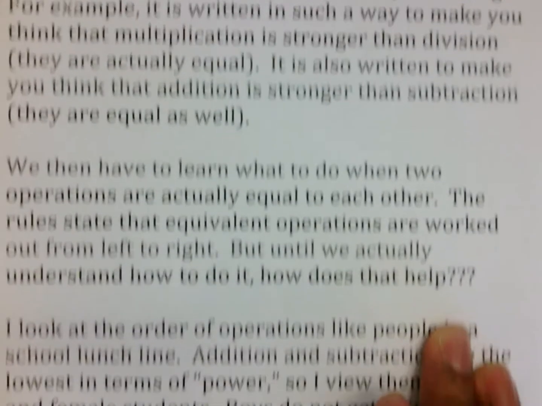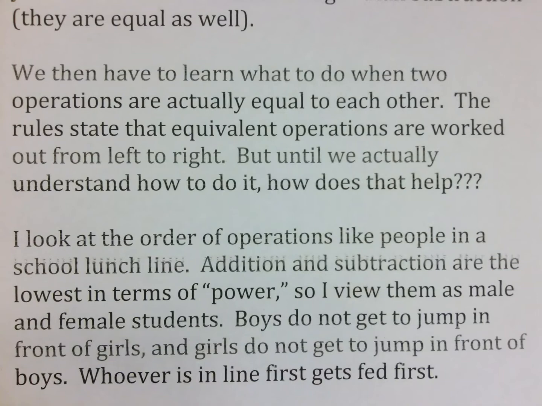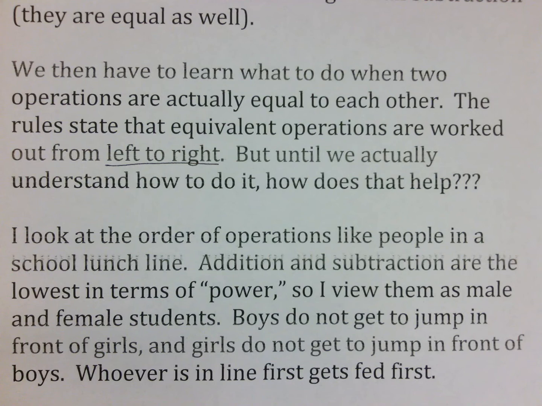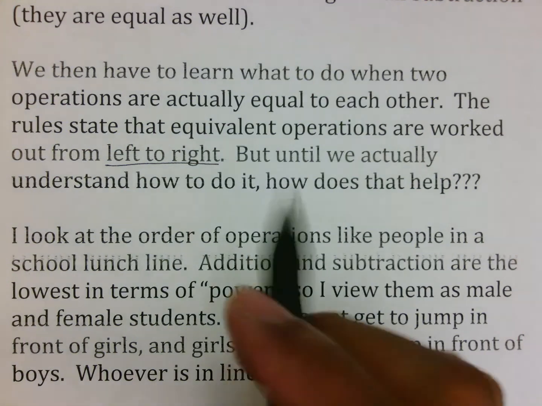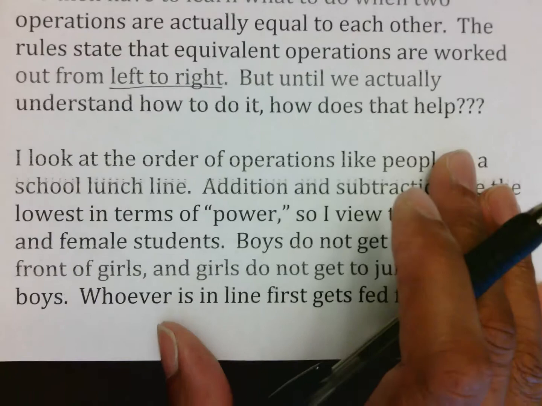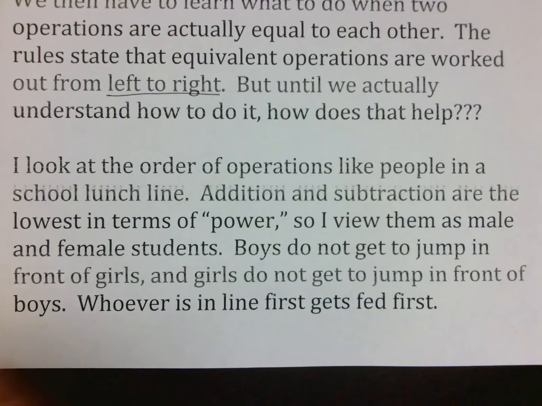So we then have to learn what to do whenever we have 2 operations that are equal to each other. The rules state that the equivalent operations are worked out from left to right. I don't know if you heard that before. I know when I was in school, it didn't make sense because I didn't even understand how to use the order of operations. So pretty much what I'm trying to do here is give you a good way to approach the order of operations so that it actually makes sense, and so that the questions are easy to answer.